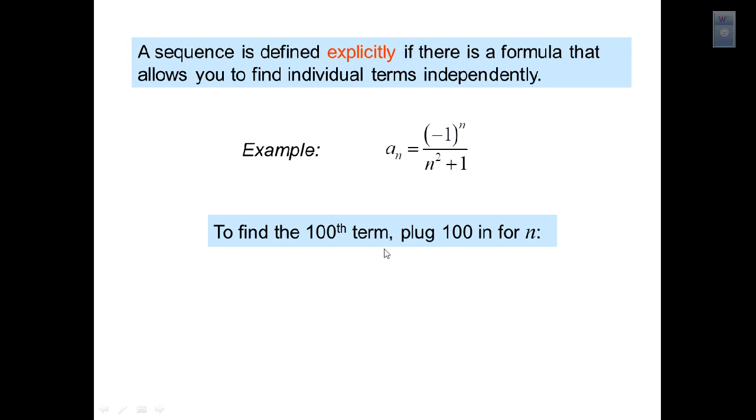So to find the 100th term for this, we could just plug in 100 for n. We're going to get negative 1 to the 100. That's an even power, so that means that the top is going to be a positive 1. 100 squared is 10,000, plus one more would be 10,001. So we end up with a positive 1 over 10,001. So that is a sequence that's defined explicitly. And this is called the nth term expression.